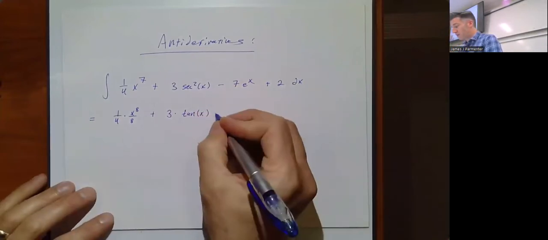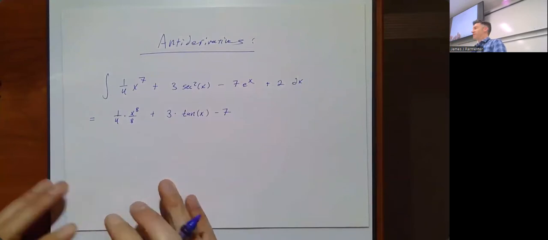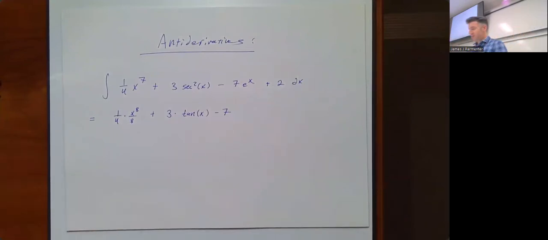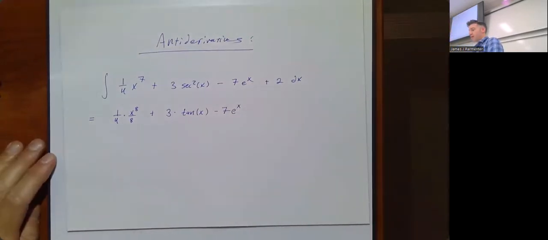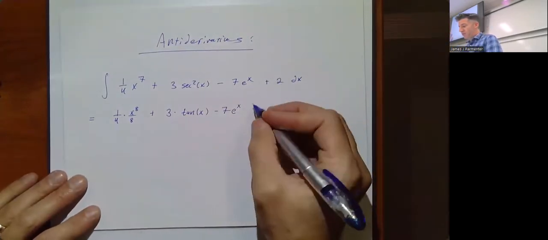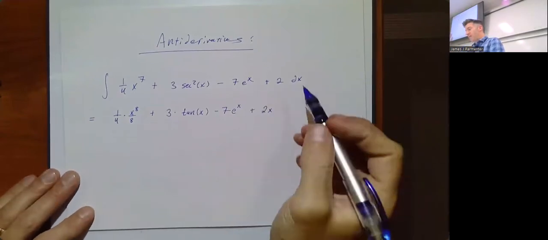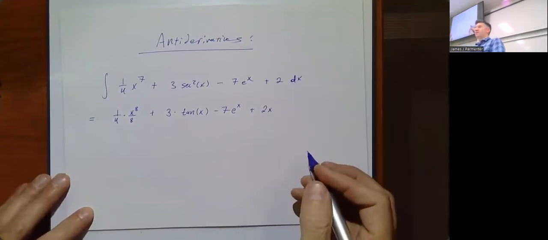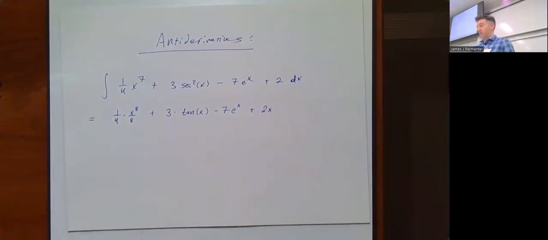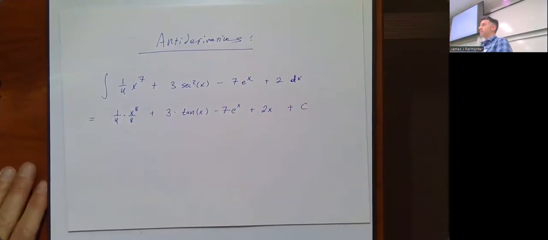We also know a function whose derivative is e to the x. It's e to the x. So the antiderivative of 7e to the x is 7e to the x. And then the antiderivative of 2 is 2x. And be careful, that's not a backward 6. That's a dx. That just tells us what variable we're anti-differentiating with respect to. Then at the very end, a good old plus C.